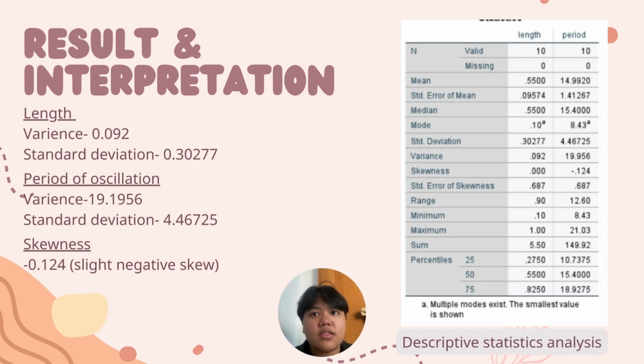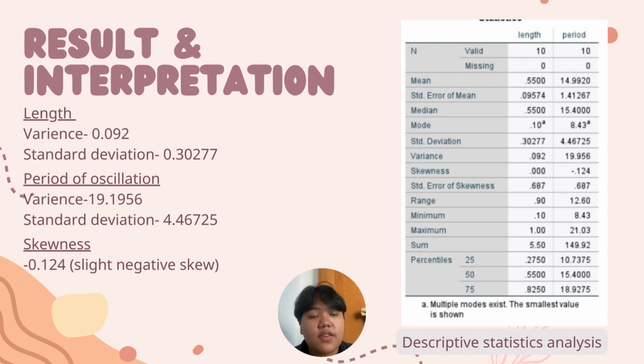Since the variance is in a square measure, it is not in the original units of the data, making it difficult to interpret directly. However, the square root of the variance, known as the standard deviation, provides a more intuitive measure of dispersion. In this case, the standard deviation is 0.30277.